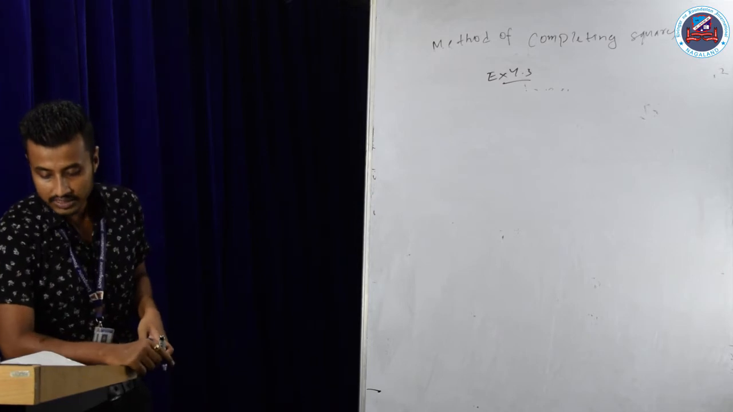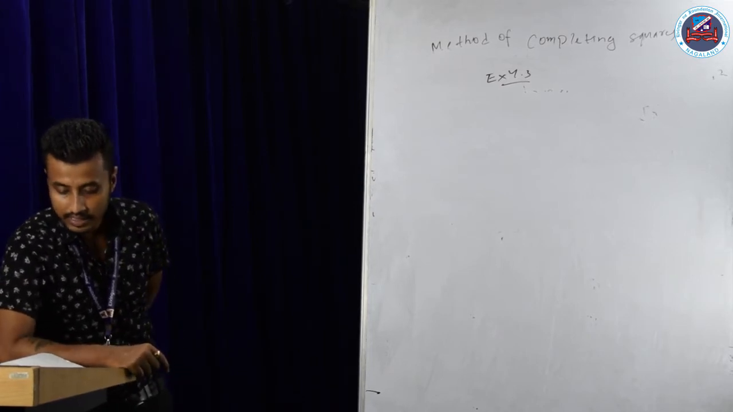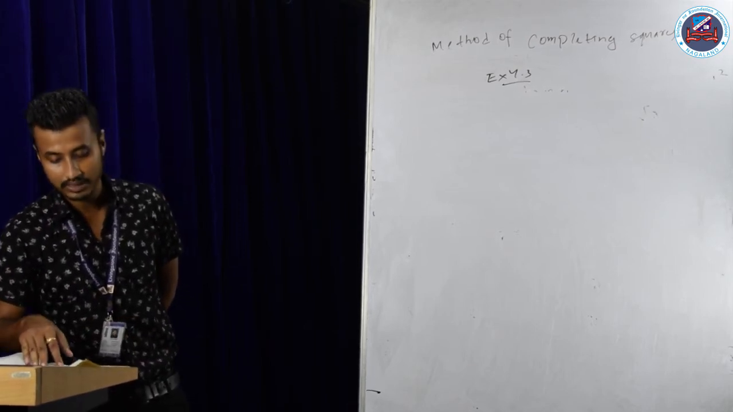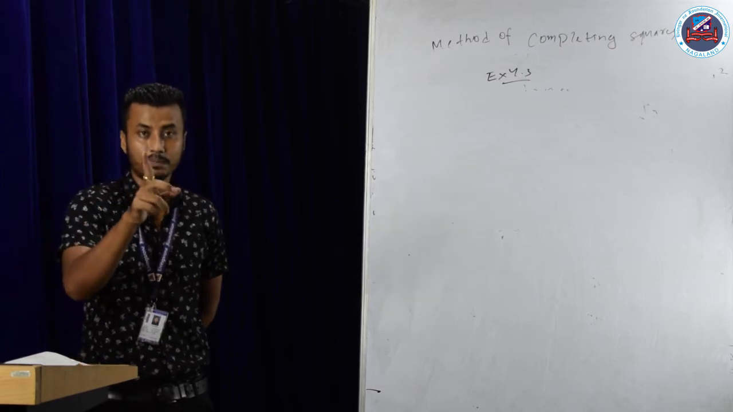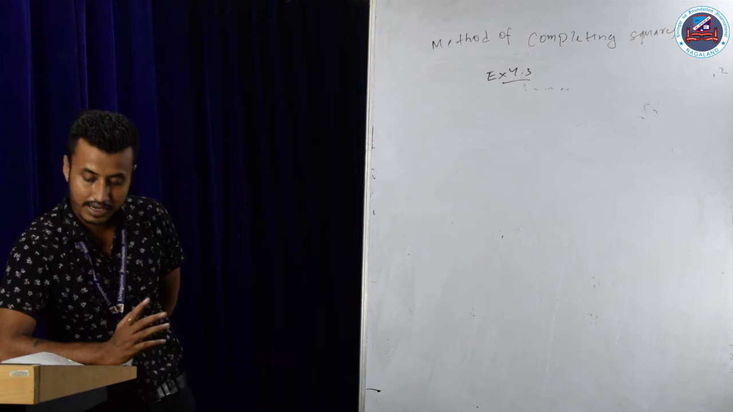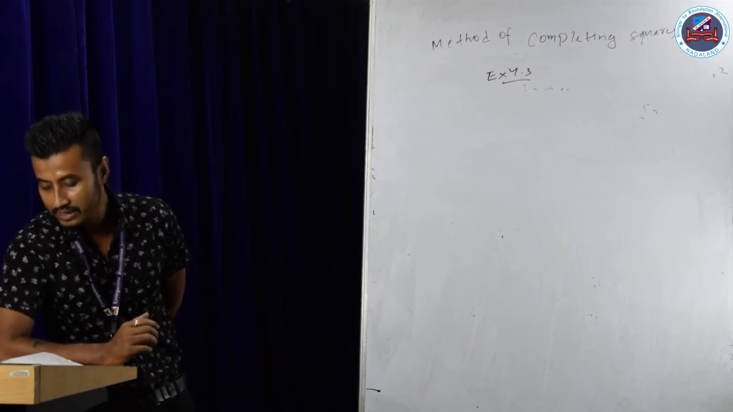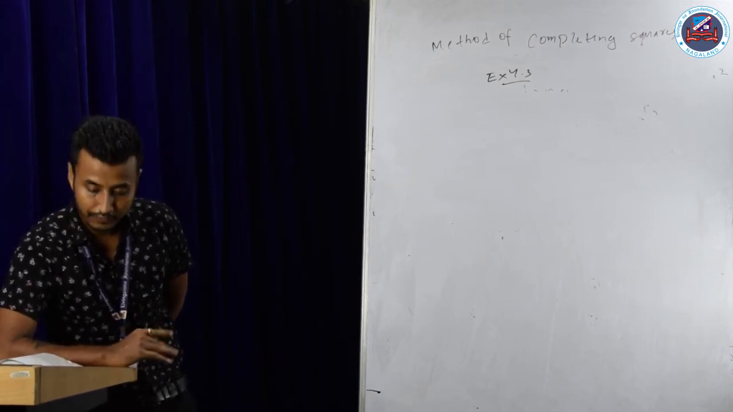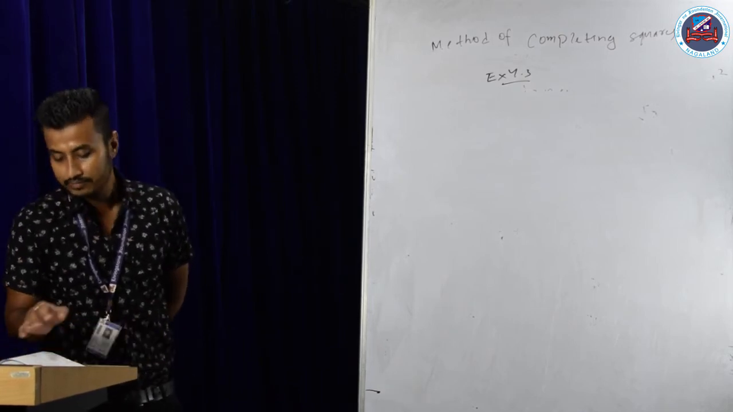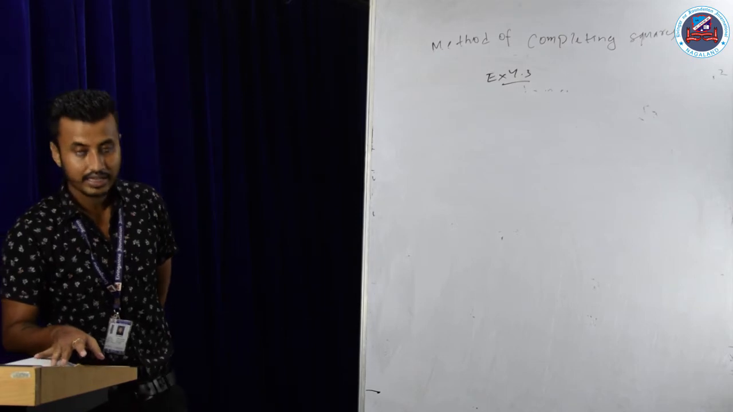So question number 4 says that the sum of the reciprocals of Rahman's age 3 years ago and 5 years from now is 1 by 3. What is it saying? There is only one person here, Rahman. So his age 3 years ago and his age after 5 years, if you add the reciprocals of both the ages, it is coming 1 by 3. You have to find his present age.